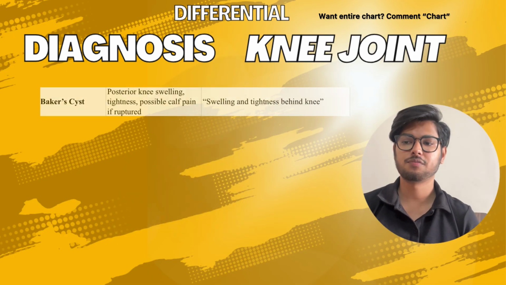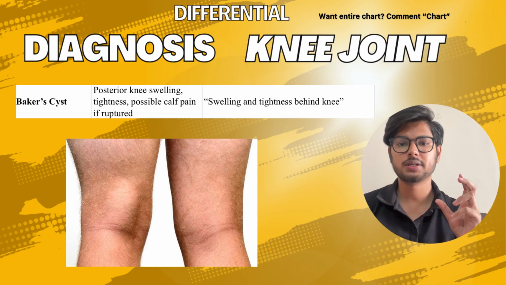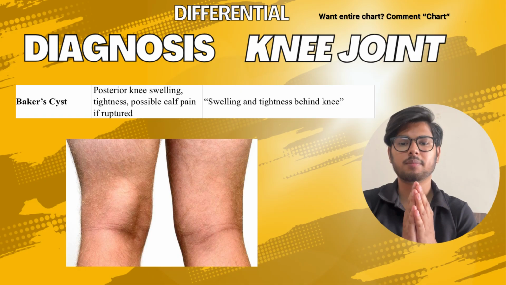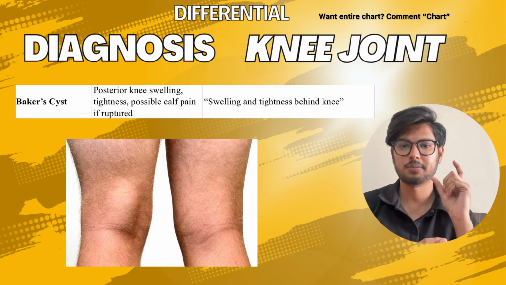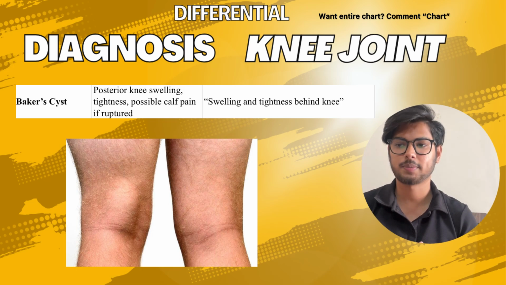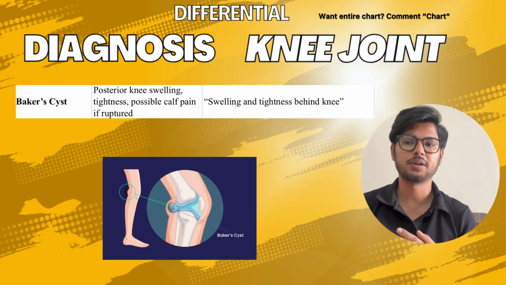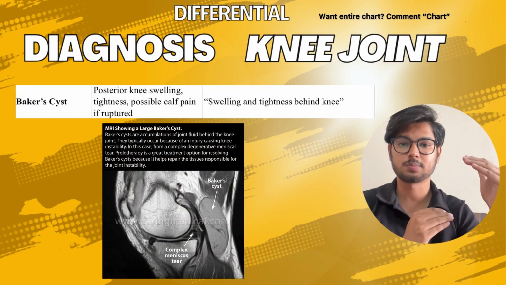Okay, and then we have a very important thing, which is your Baker's cyst, which is present at the posterior aspect of your knee, which is your popliteal fossa, and again it can be present in between your semimembranosus and your gastrocnemius muscle head. So you should be looking at the medial surface and the medial joint space also onto the posterior aspect. Now posterior knee swelling will be there, tightness and possible calf pain if it is ruptured. So you should also be looking at how big the cyst is inside your patient.